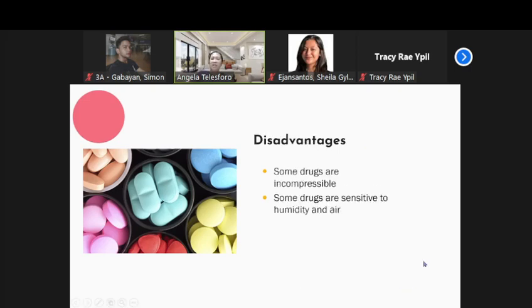What are the disadvantages? Some drugs are incompressible, so if it is large, it will come out. And some drugs are sensitive to humidity and air. That is why we have to have them in a film coating drug product.